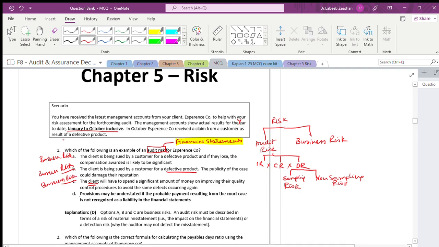Provisions. The moment you say provisions, it is related to financial statements. Provisions may be understated if the probable payment resulting from the court case is not recognized as a liability. They are mentioned very clearly that MCQs are not difficult. The only thing is MCQs are very closely monitored, as simple as that. You should understand how the things have to be worked. If it is related to the financial statements, it is going to be identified as an audit risk.